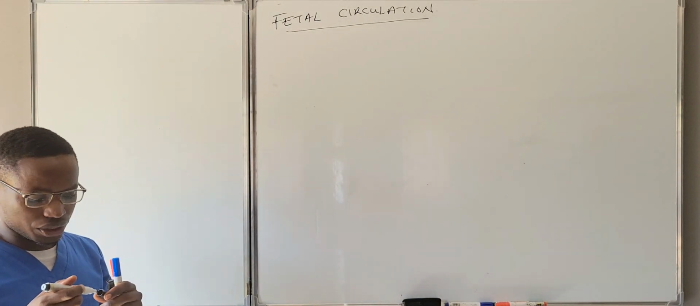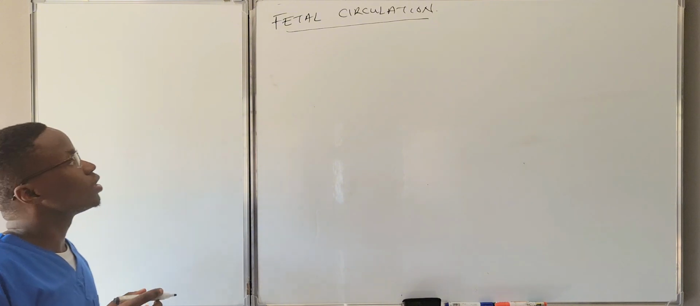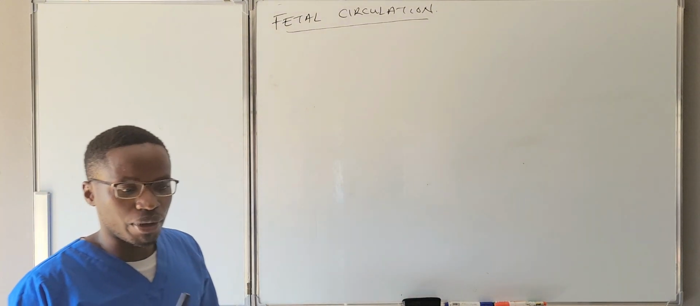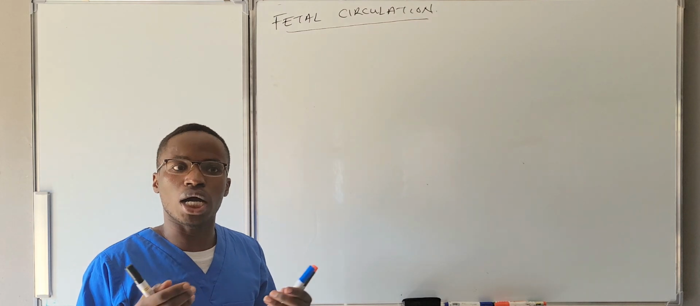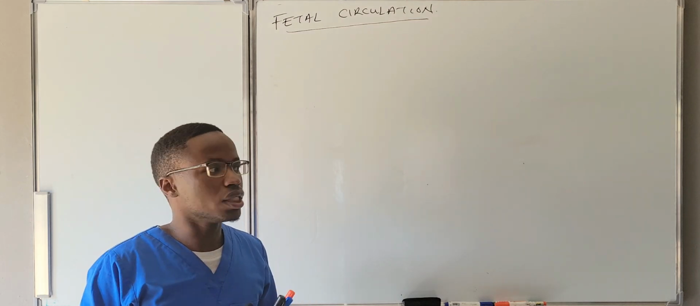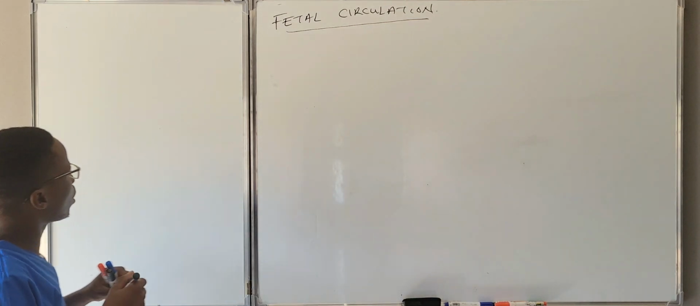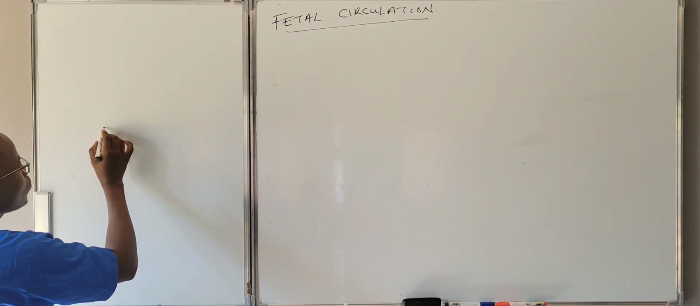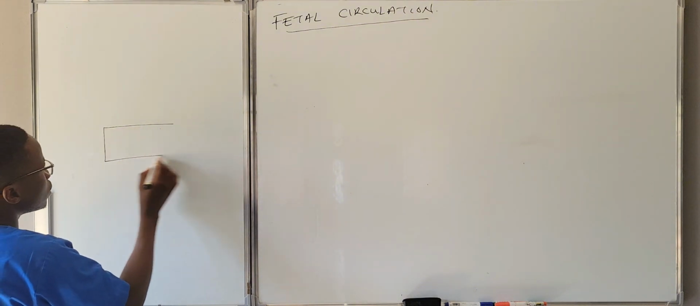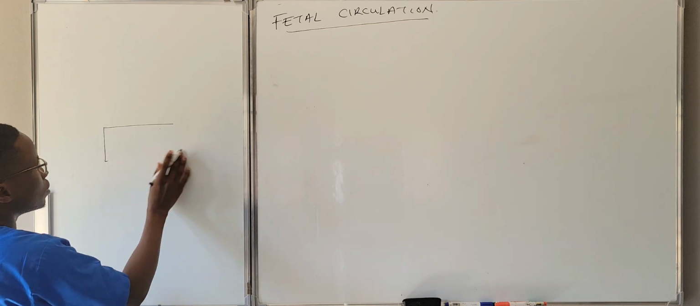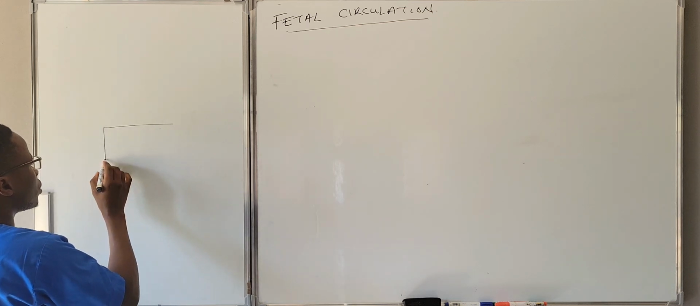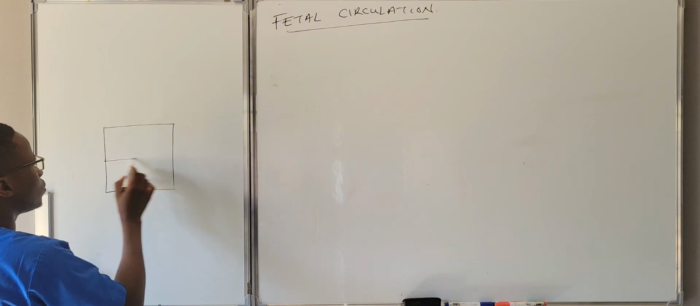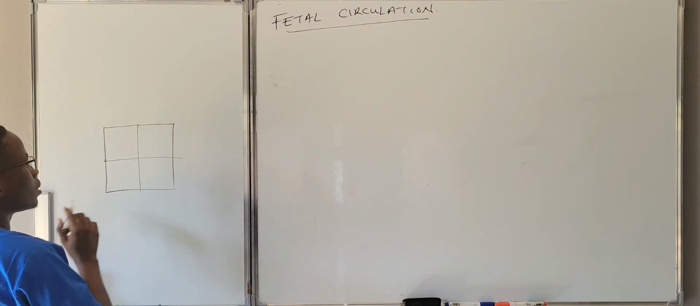Now, before we can get into fetal circulation, we need to understand and have the background of the normal adult circulation. Now, let me just try to make a simple diagram. So let's say this is the heart. Okay, so this is now the heart here. And we have the chambers like that.